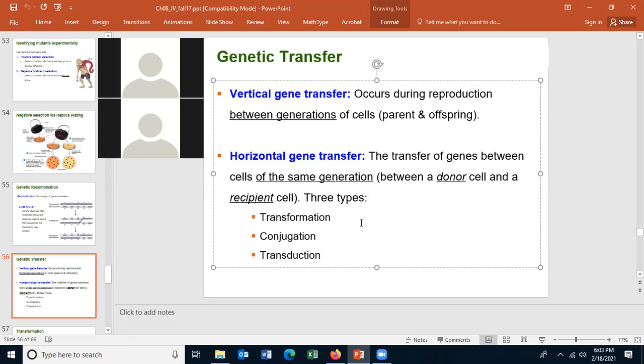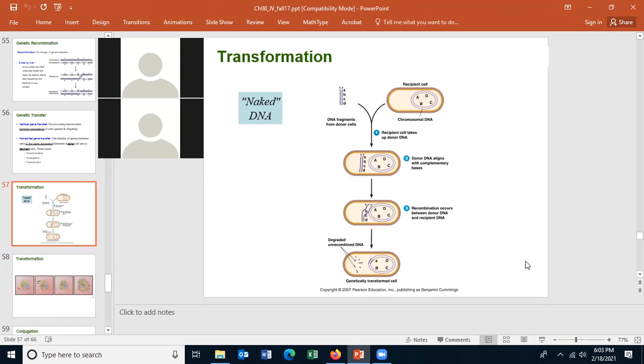Horizontal gene transfer can happen in 3 different ways: in transformation, conjugation, and transduction. Let's talk about transformation first. Transformation is where 1 cell gives up its DNA, and then we'll have naked DNA out in the environment, and a recipient cell picks up that naked DNA, brings it into the cell, and then some of the genes of that DNA can recombine with the chromosome of the cell.